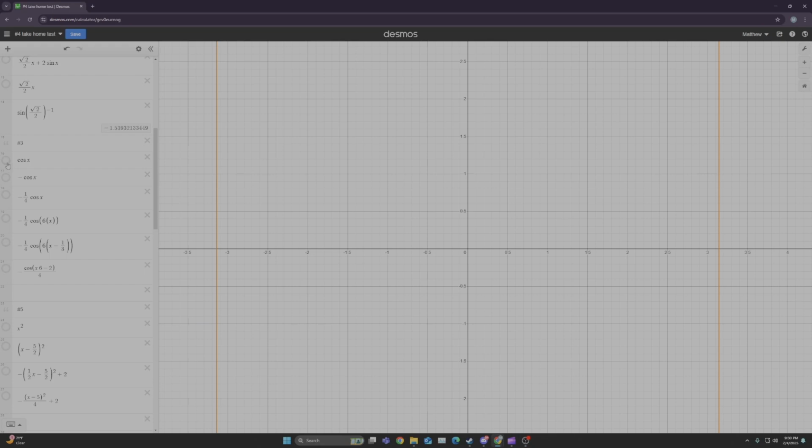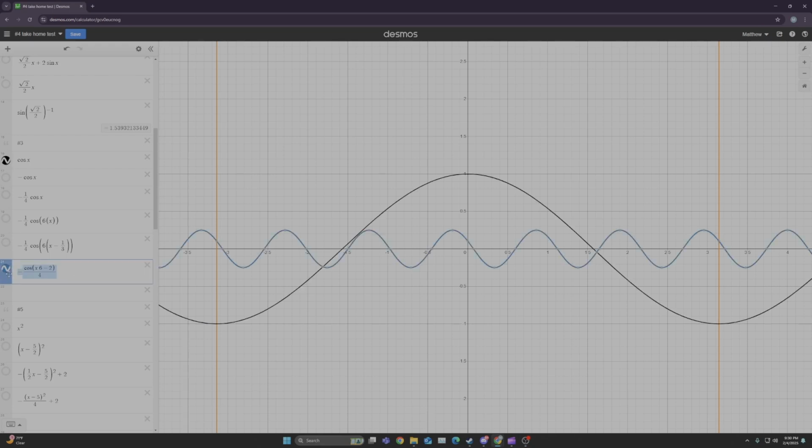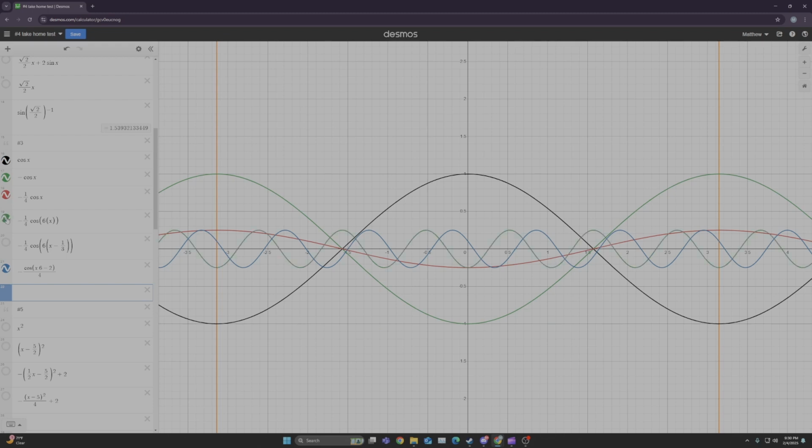So let's transform the parent function of cosine of x into this wrong function, which is written completely wrong. So first thing we'll do is flip the function, then decrease its amplitude to a fourth, make it a fourth, then increase its frequency by 6, then move it a third to the right.